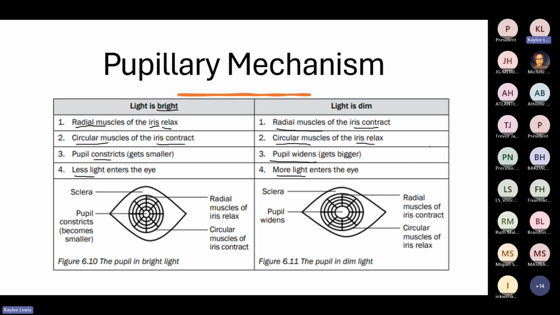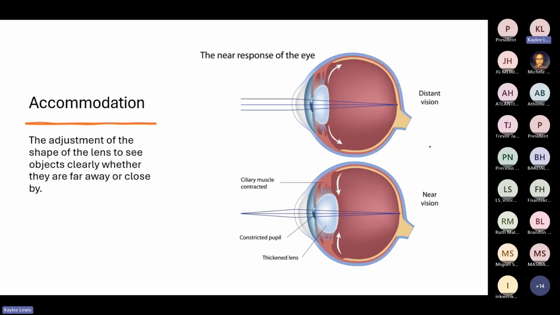Then we're going to go on to accommodation. So accommodation has to do with the shape of our lens and allowing us to see objects far away and then close. It works between 6 meters would be close and further than 6 meters would be far away. All right, so how is accommodation working?